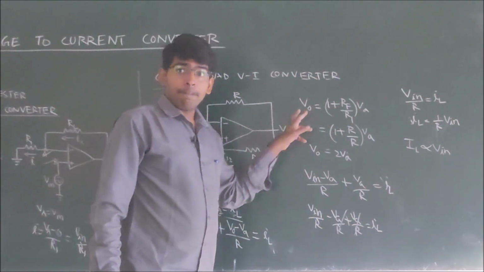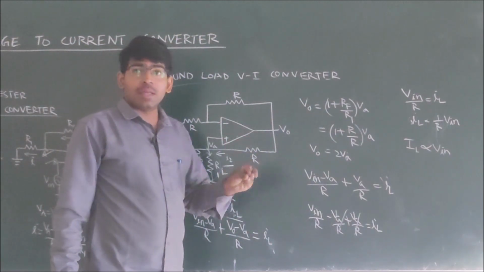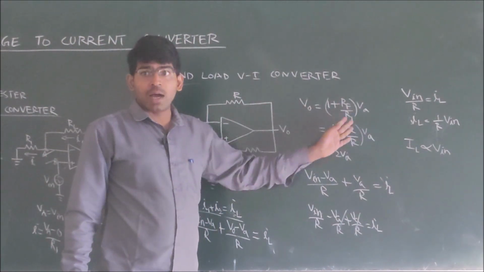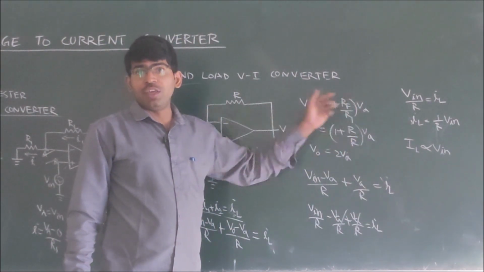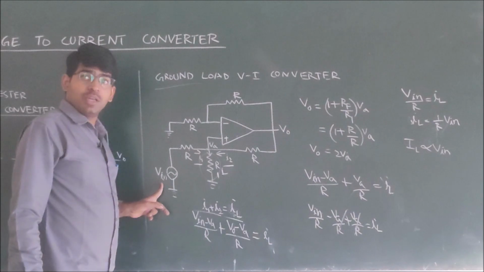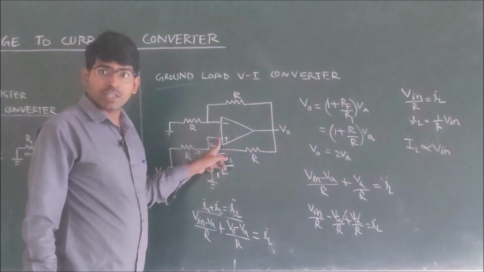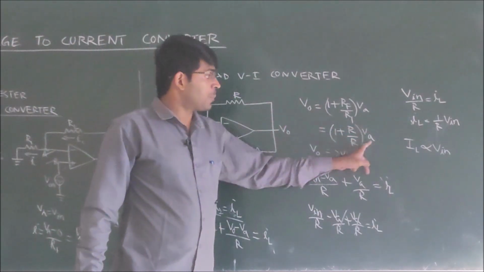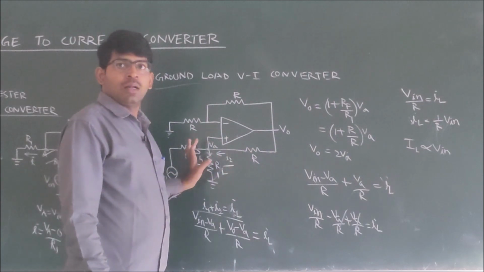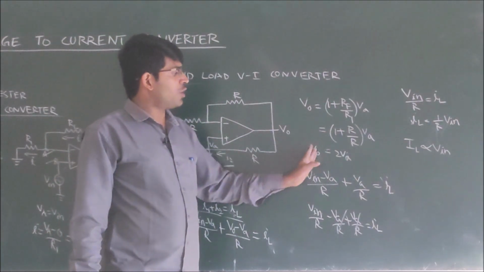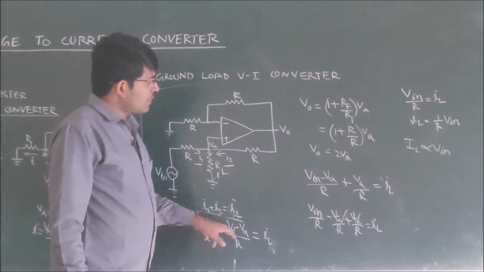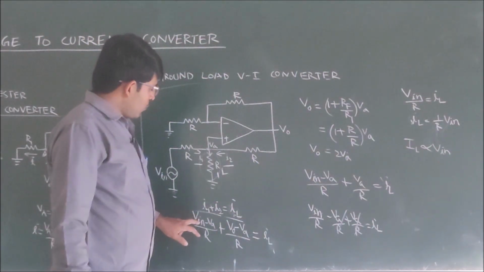We know already that when we are operating the operational amplifier in the non-inverting mode, the gain is 1 plus RF by R1 into V in. Here V in is VA. This is not the circuit's V in; whatever voltage we are applying to the non-inverting terminal, that is the V in. Here V in is VA. Because the feedback resistor and the input resistor are both the same, V0 is equal to 2VA.